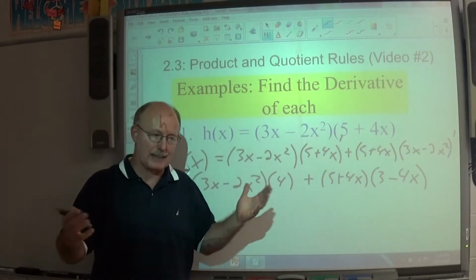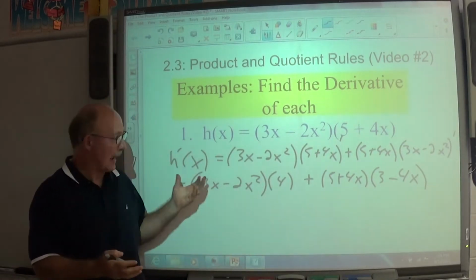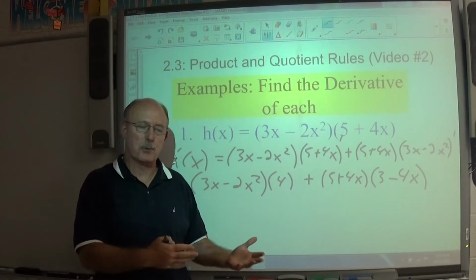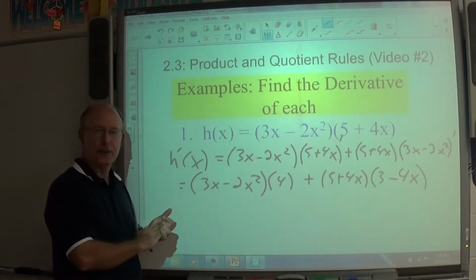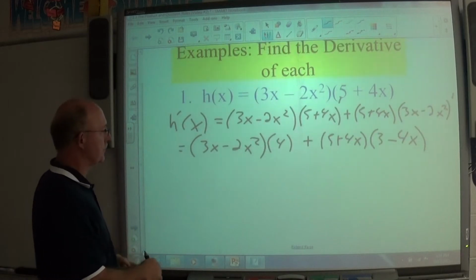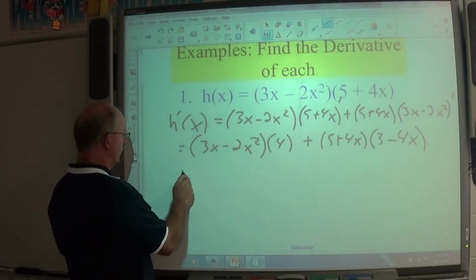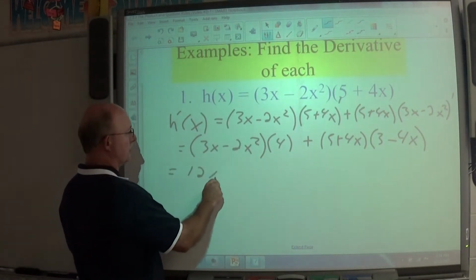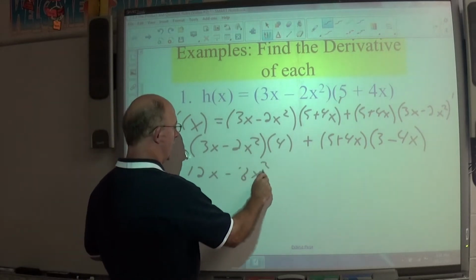Like I said, simplifying a lot of times is harder than actually getting the derivative. This one is pretty easy. That means removing parentheses, combining like terms if you've got them, and then we'll simplify from there. So let's multiply the 4 inside our parentheses here, which will give us 12x minus 8x squared.